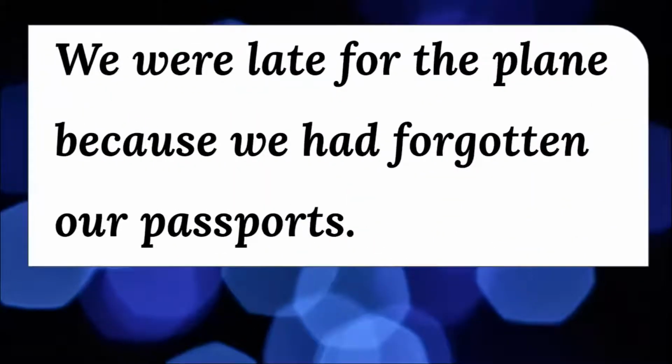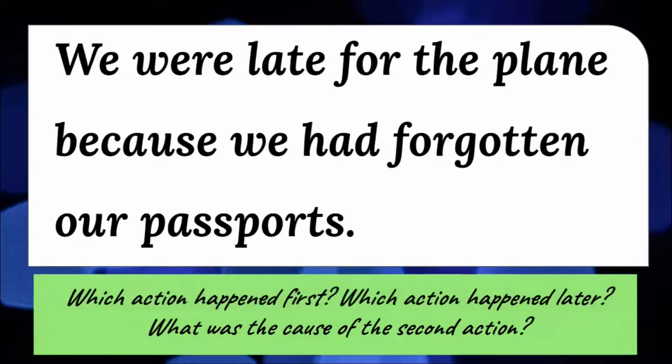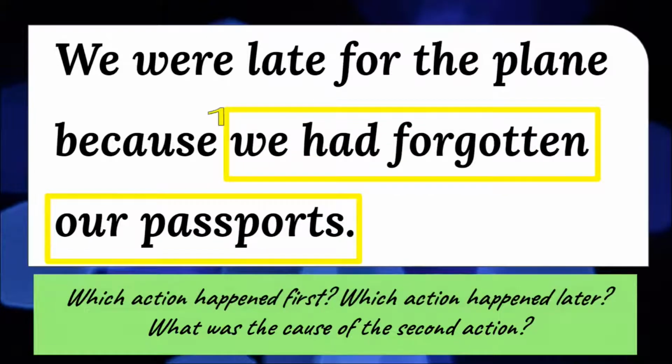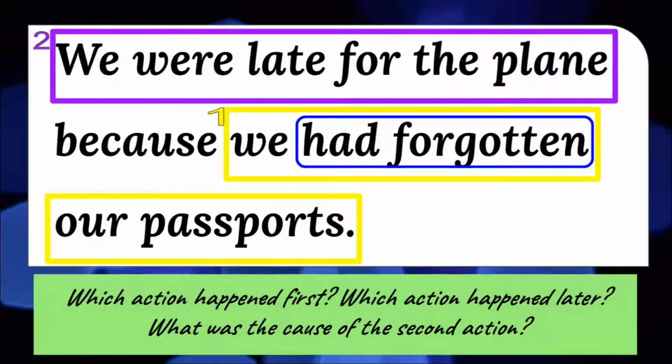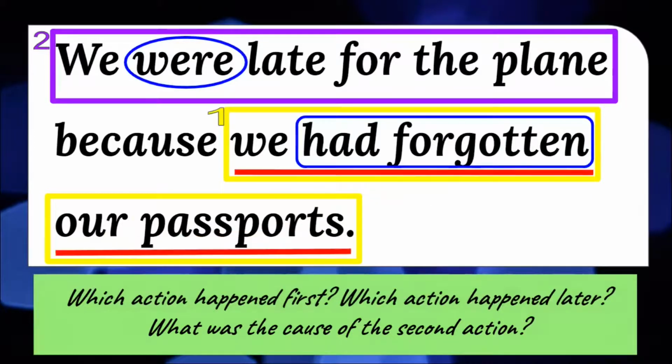Let's go back to the sentence at the beginning of our lesson and let's answer the questions. We were late for the plane because we had forgotten our passports. Which action happened first? We had forgotten our passports. It uses the past perfect tense had forgotten. Which action happened later? We were late for the plane. It uses the simple past tense were. What was the cause of the second action? We had forgotten our passports.